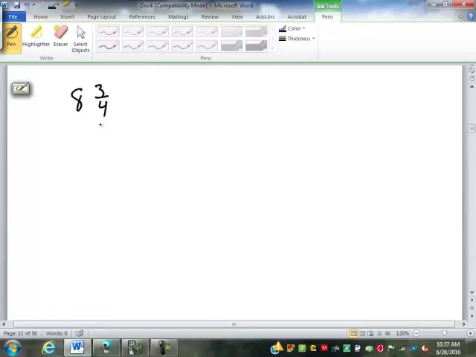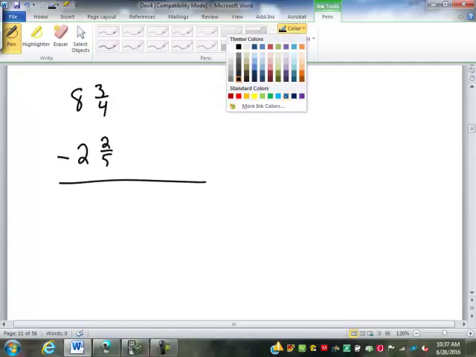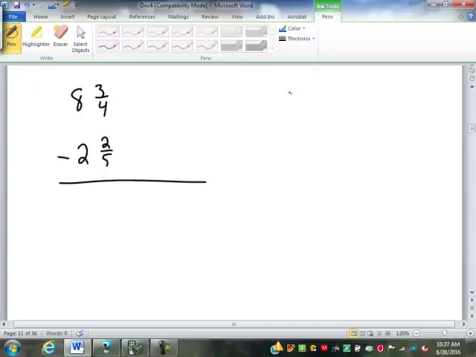Let's do 8 3/4 minus 2 and 2/5. Just like addition, we must have a common denominator, which will be what? 20. We have 4 and 5 as our denominators, and the least common multiple is 20. What's going to go up here? 15. And down here, 8.